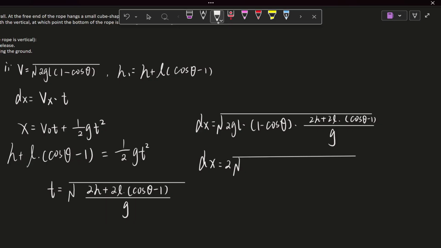Dx will simply be 2 times the square root of L times h times (1 minus cosine theta) minus L squared times (1 minus cosine theta) squared.